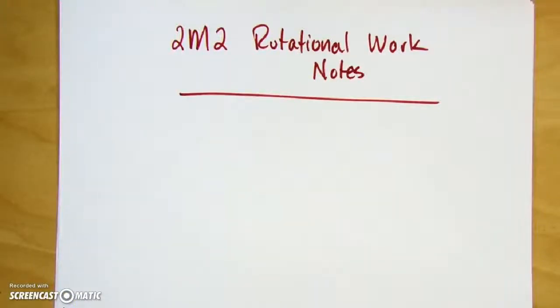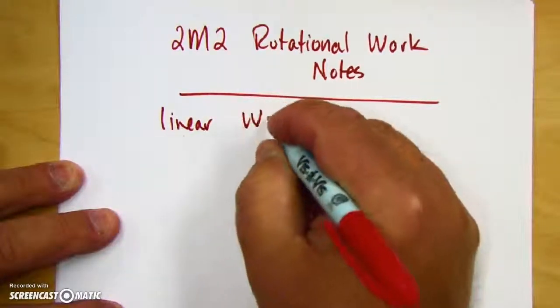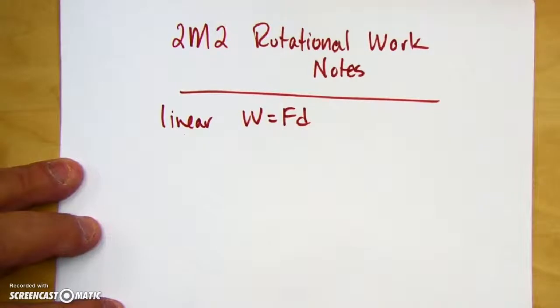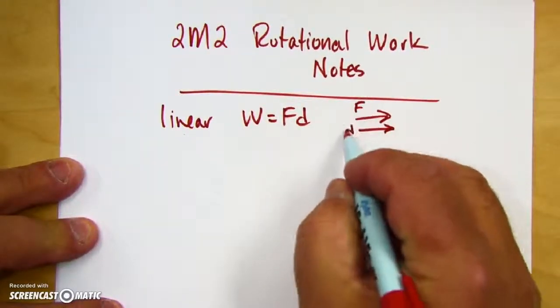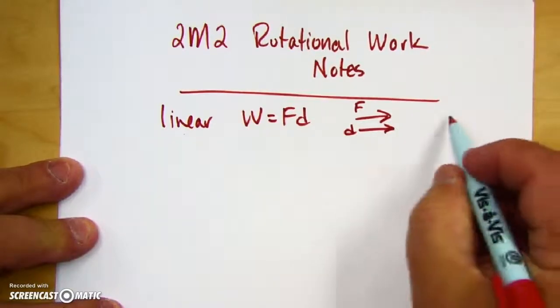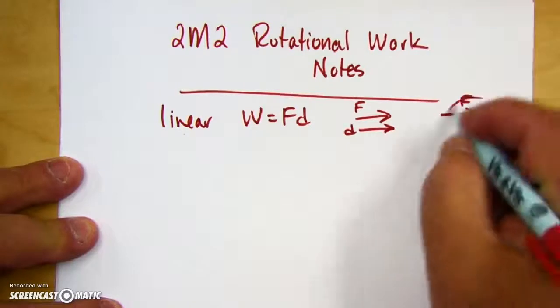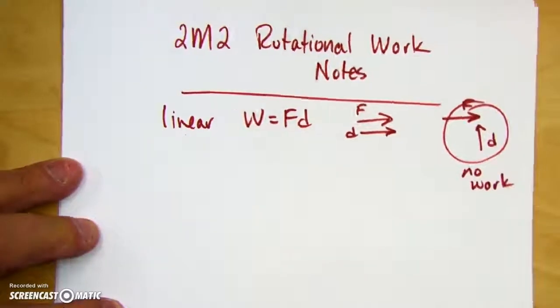Okay, let's talk about rotational work. Real quick review, linear work. Linear work is force times displacement, and therefore again, the force and the D have to be in the same direction. If force is this way and D is this way, no work. That's just a quick review.